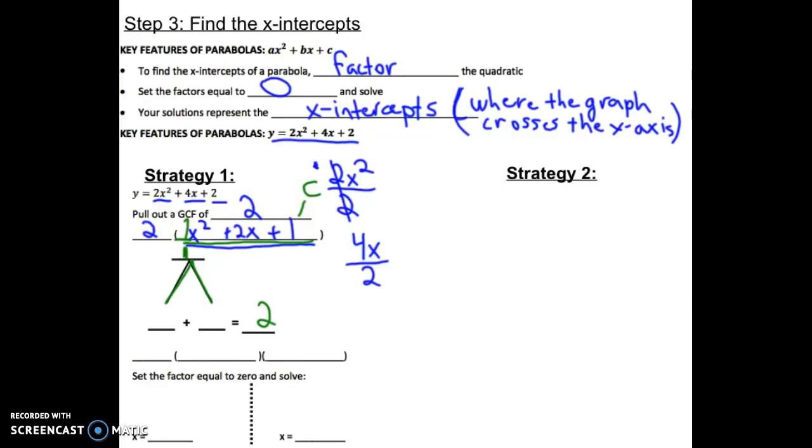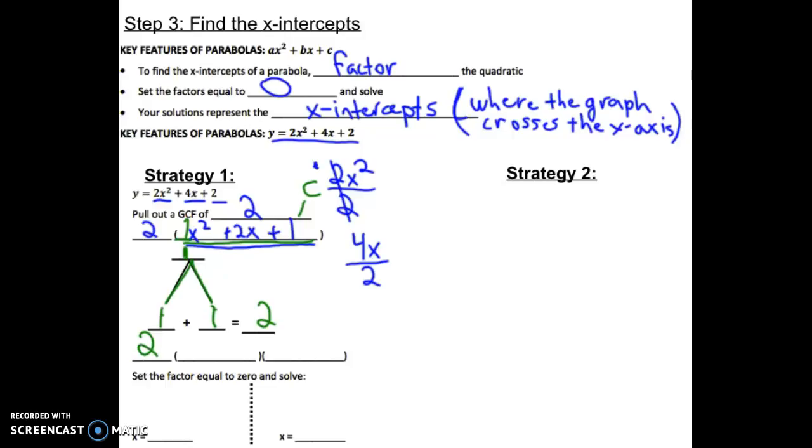The only ones that will work in this case, it's really easy: 1 times 1. So 1 times 1 equals 1, and 1 plus 1 equals 2. So my factored form then, after I find the factors, and again, as you're doing this, the hardest part about factoring is honestly finding the factors that multiply to the C term and add up to the B term. But this one was really easy.